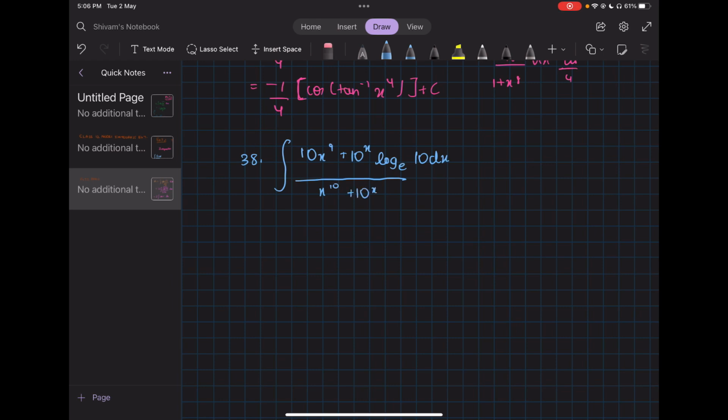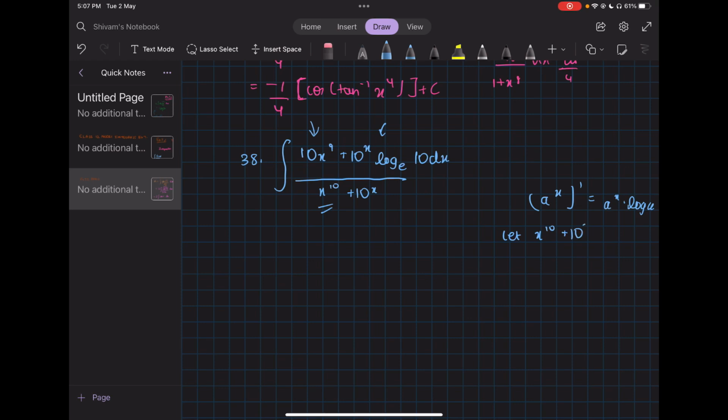It's 10 to the x. So actually this is a case of direct u substitution, because we know that the derivative of x to the power 10 is just 10 x to the power 9, and for 10 to the x we can verify it using differentiation, but we know that the derivative of a to the x is of course a to the x times log of a. And that's what we have here, right?